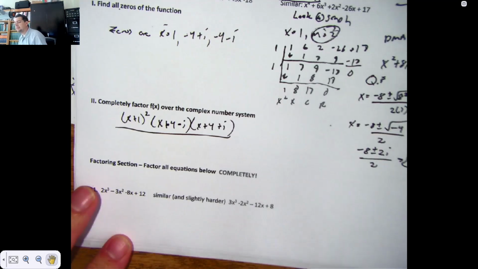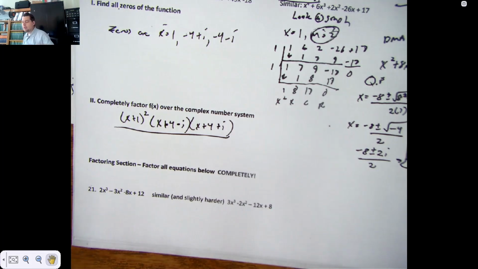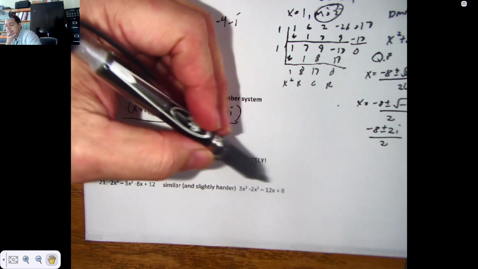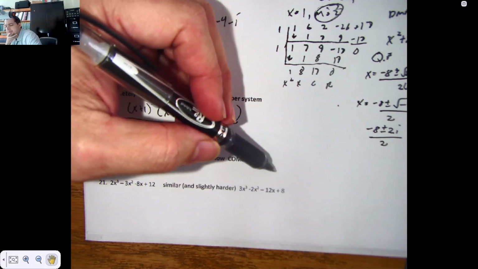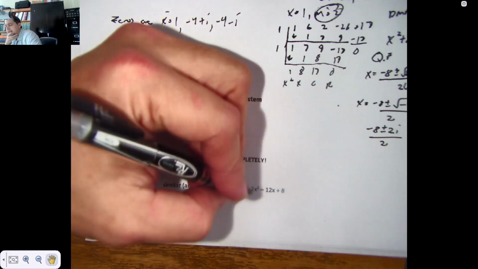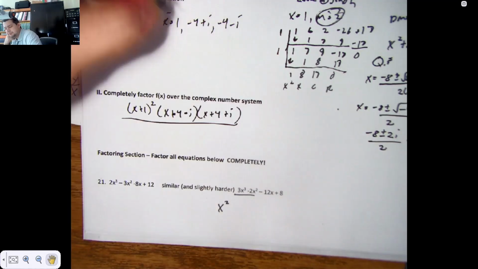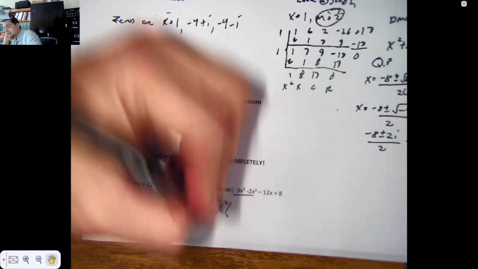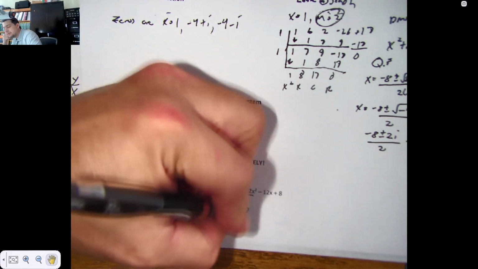21, we're down to factoring. 2x cubed minus 3x squared minus 8x plus 12. The similar one, and actually much harder, is this one right here. 4 terms is a factoring by grouping technique. And if I just focus on the first two, I notice they have an x squared in common. If I pull the x squared, I'm left with 3x minus 2.